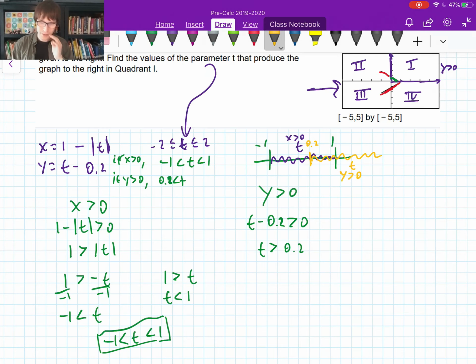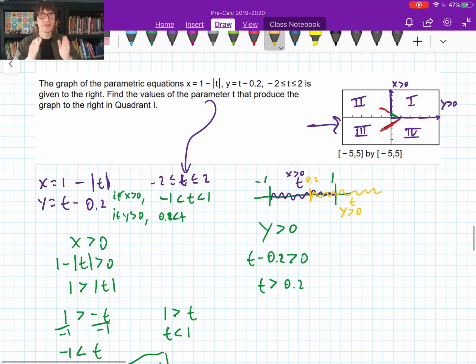Okay, so if we went quadrant one, which means we want both to be true. We want it to be true that x is greater than 0 and y is greater than 0 at the same time, which means we want the place where they intersect, this section in the middle between 0.2 and 1. So another way to think about it is if we put an and between -1 is less than t is less than 1 and 0.2 is less than t. If you're familiar with ands and ors, it would reduce down to that exactly.